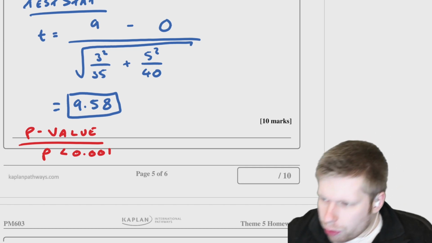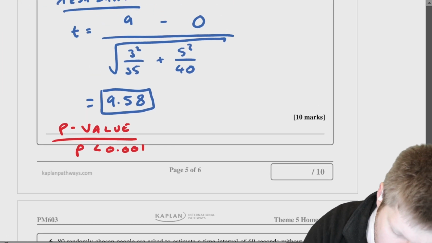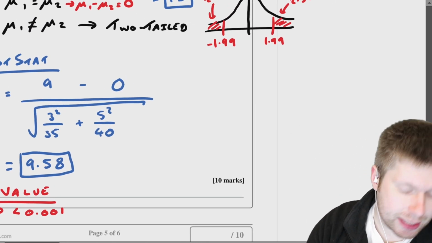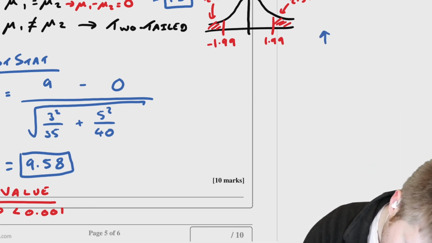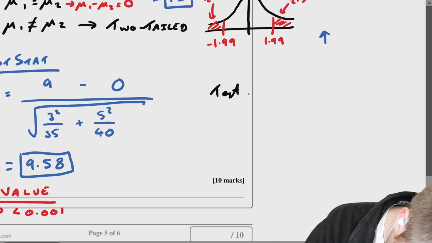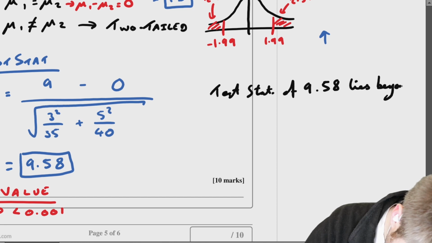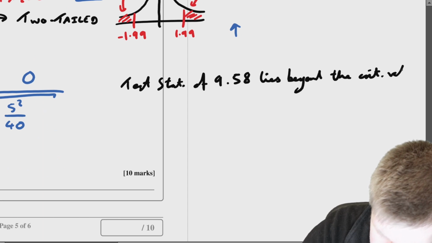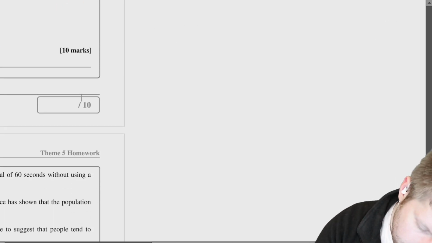Now the final little thing I need to put is a little conclusion. So here we go. What are the things I need to state? First of all, my test statistic is 9.58, which lies way out over here, well into the critical region. So first of all, my test statistic of 9.58 lies beyond the critical value, crit val for short, of 1.99.